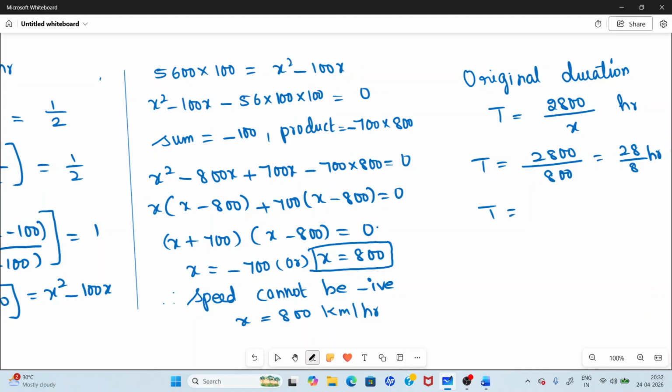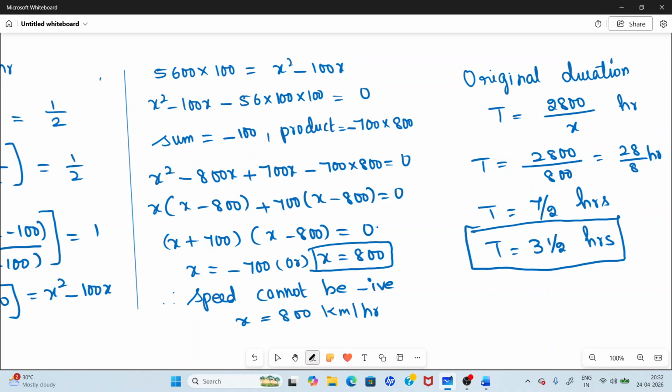So t equal to 7 by 2 hours, or t equal to 3 1 by 2 hours, 3.5 hours. So t equal to 3.5 hours is our final answer. The original duration is 3.5 hours.